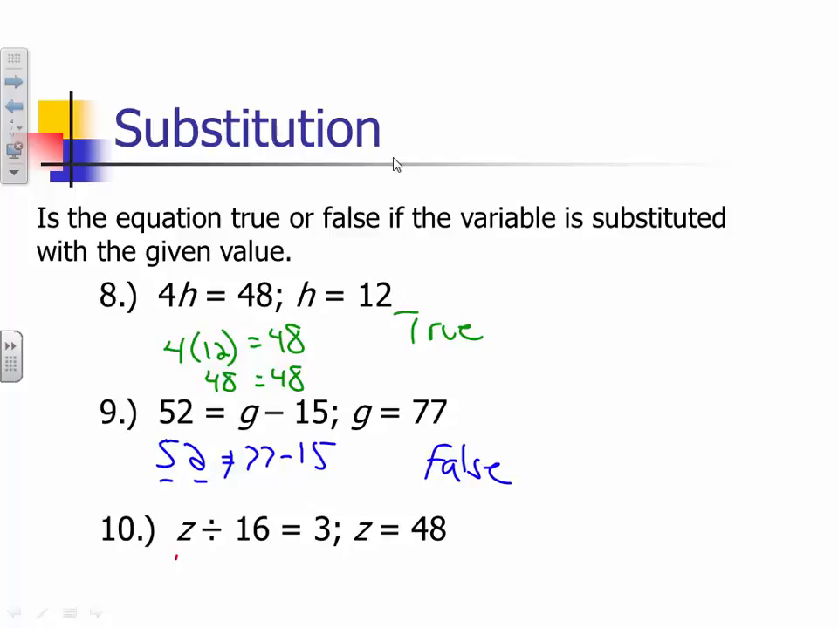And the last one, let's put 48 in for the Z. Is 48 divided by 16 3? Well, if you know that, then you know that it's true. Or could we do the inverse? Could we say 3 times 16? Does that give you 48? We sure could. 3 times 16 is 48. Either way, true story.